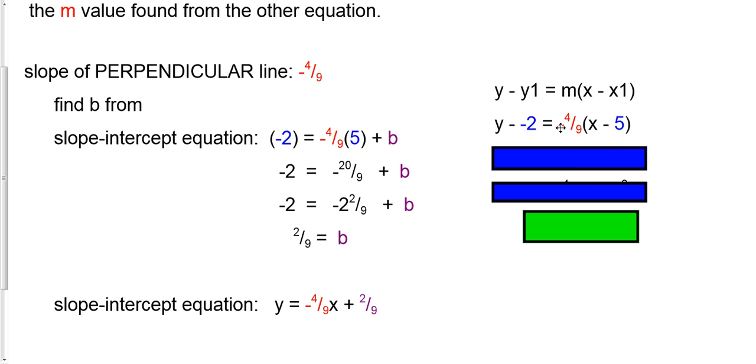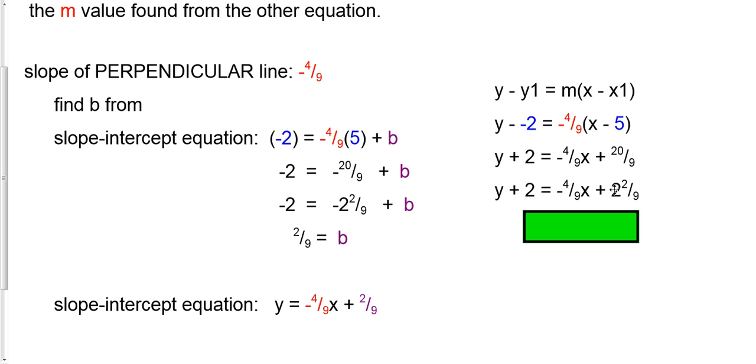So from here, we would distribute this -4/9 to each piece. This minus a negative becomes plus, so y plus 2 equals -4/9 x plus 20/9. Notice, negative times negative makes a positive. 4/9 times a 5 was this 20/9. It was the same as what we did over here, only we were using -5. Here we were using a +5. Okay, but it's still got the same number part, 20/9.